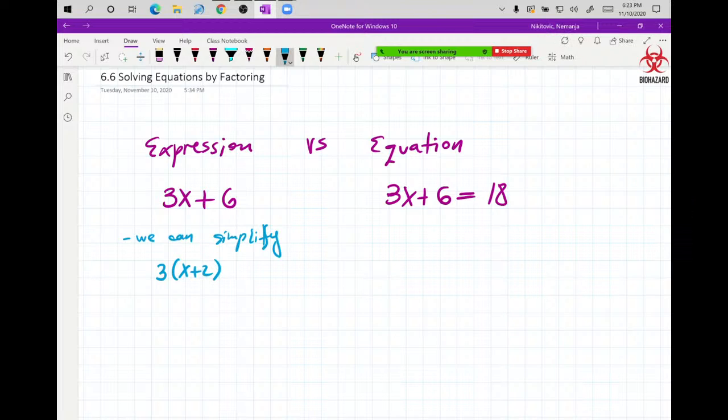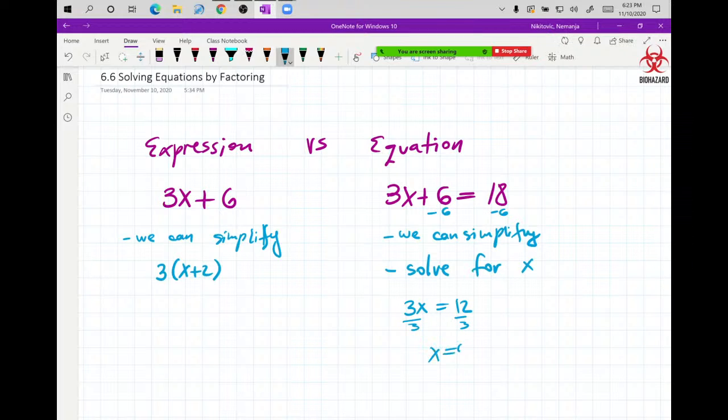Now, for equations, we can simplify, but we can also solve, in this case for x. So we can factor 3 and then divide by 3 on both sides and all that, or we can just subtract 6 to get 3x equals 12, divide both sides by 3, and get x equals 4. So these two worlds are completely different, right? One is just the world of simplify, and the other one is the world of solving.